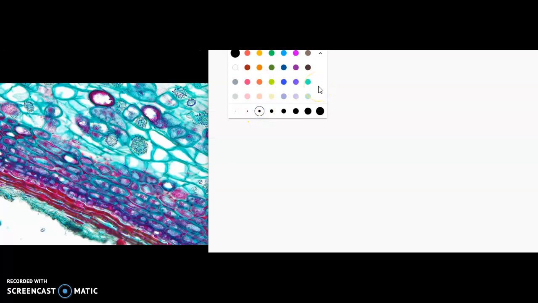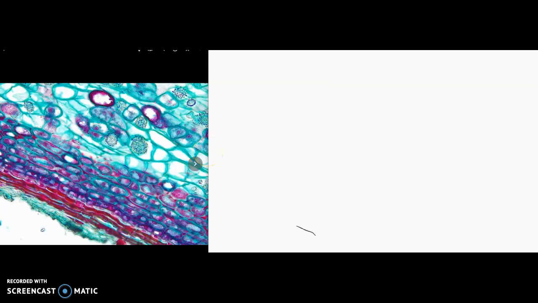Okay, so we're here on the outside of your plant, and we're going to focus in on the outer bark, which is the periderm. And the periderm consists of several layers. It's going to be bound by the epidermis on the outside and the cortex on the inside.